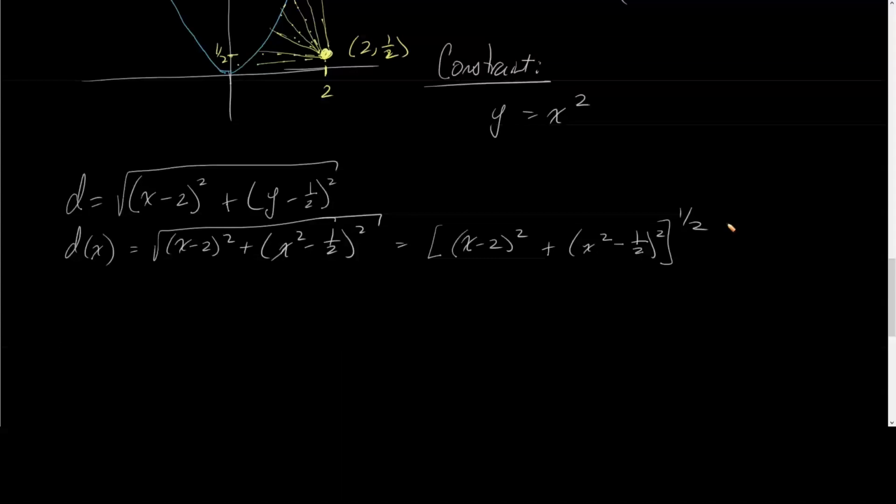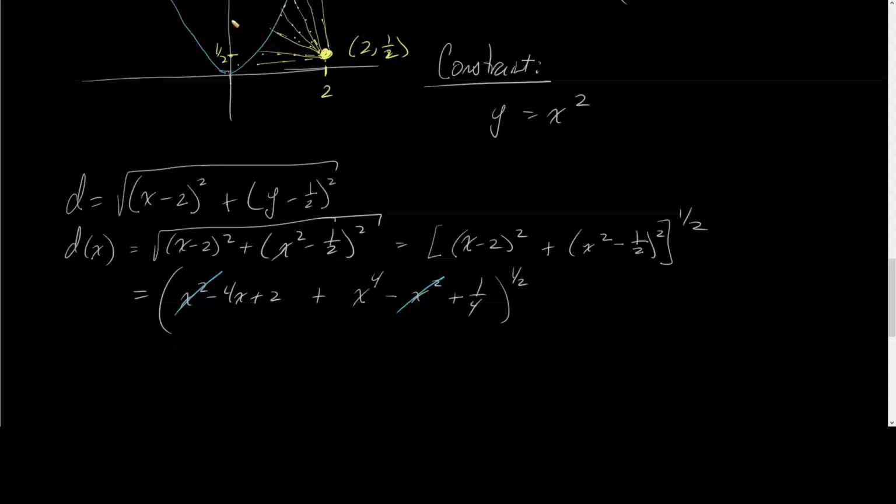All right. Let's simplify the inside here a little bit, just so that we're not working with too many chain rules. So if I distribute this, (x minus 2) quantity squared, that's x squared minus 4x plus 2, plus this piece squared, that's going to be x to the 4th minus x squared plus 1/4, and all of this raised to the 1/2. All right. Now let's combine like terms here. I see that this x squared and this x squared cancel each other out, right?